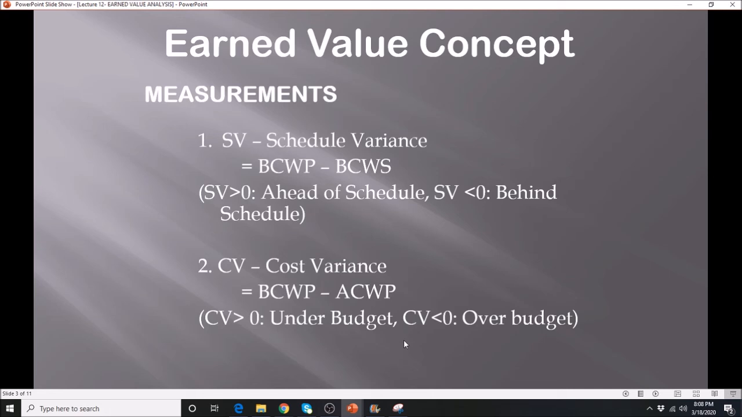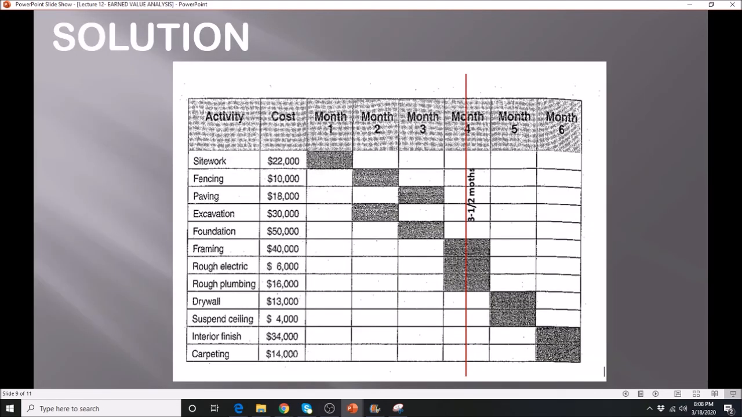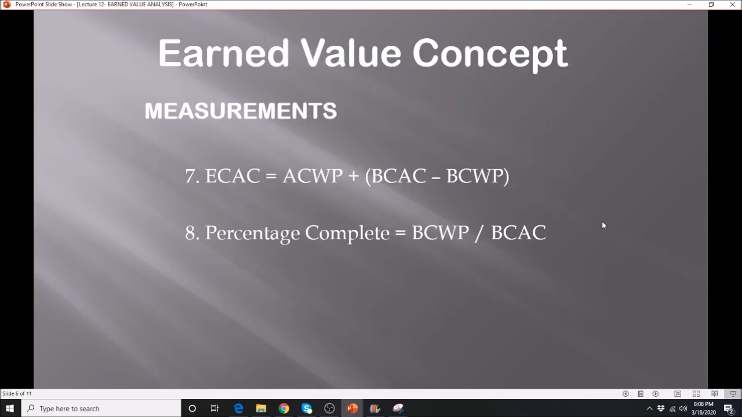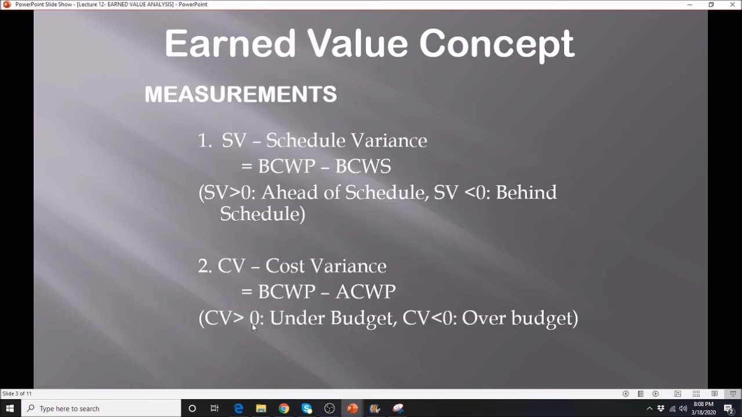I might mess up here. Alright, so this one here, it should be less than 0, that is under budget. Greater than 0, that should be over budget. Alright, so in this problem, we have here greater than 0. Oh, alright. So if it is greater than 0, that means it is under budget, which means this is correct. So here, if your cost variance is greater than 0, it is under budget. If it is less than 0, over budget.